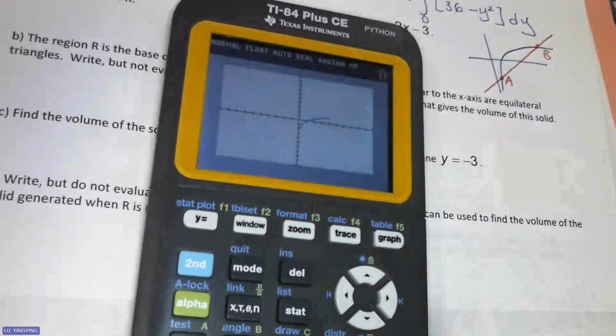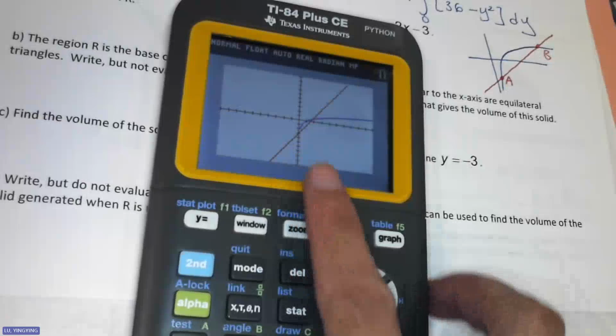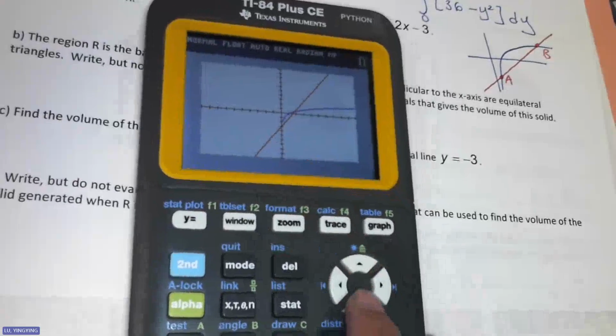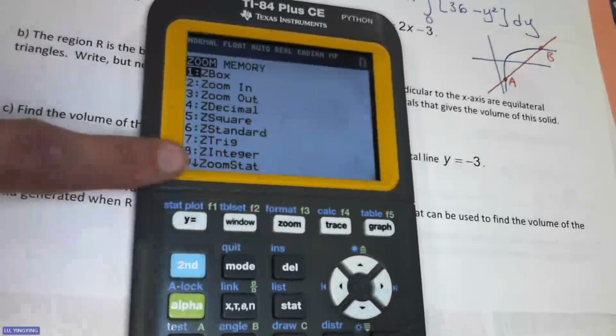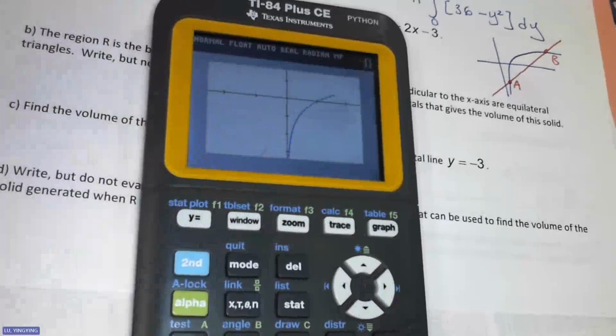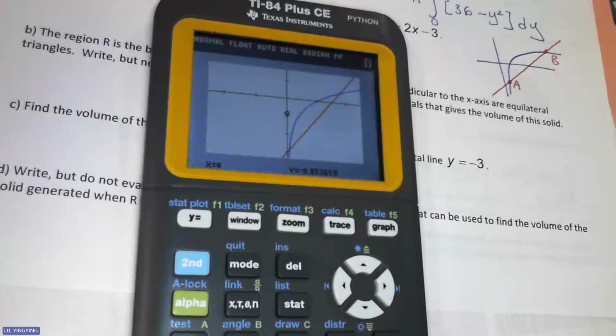Let me go back to standard. You can zoom in by, I will probably go down a little bit here and then zoom in. That will work. You will see it. Or you can change your window for X and Y until you see the two intersections. Once you see the intersection, can you find them? Find them, guys.